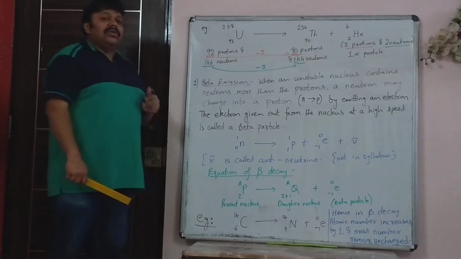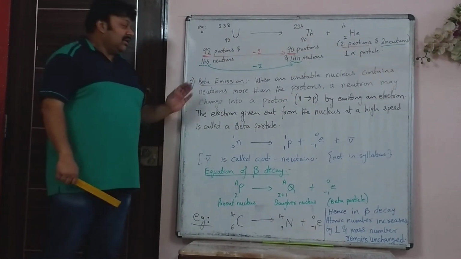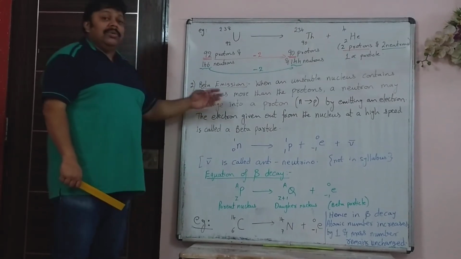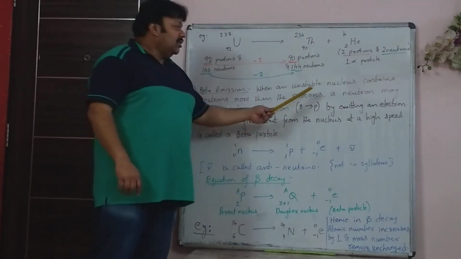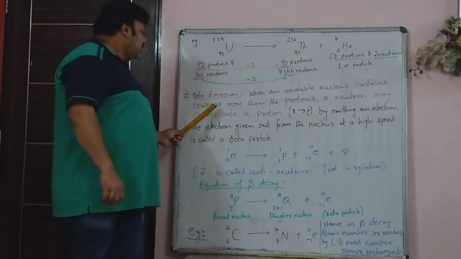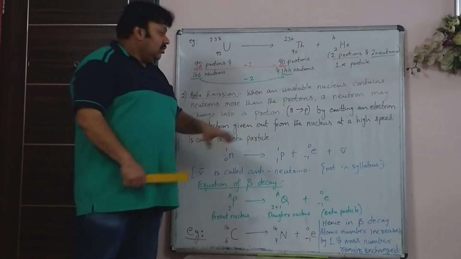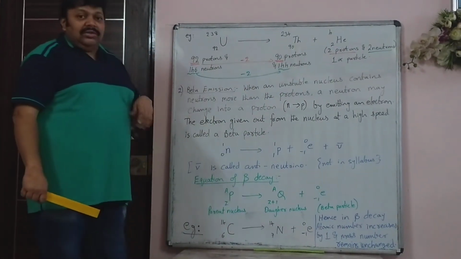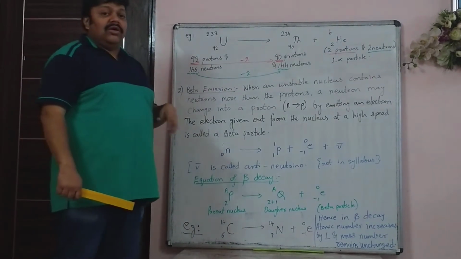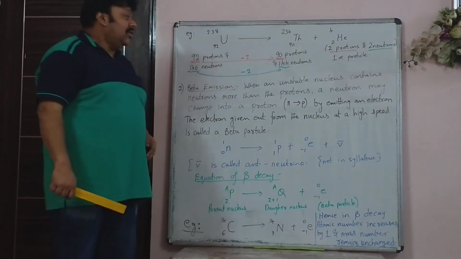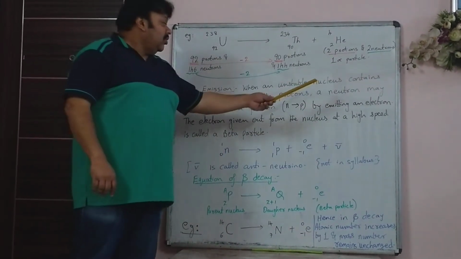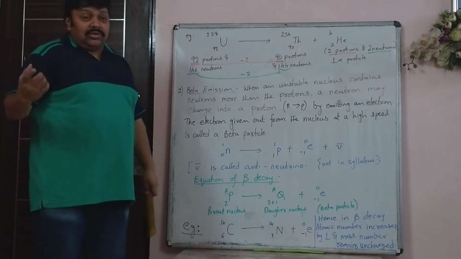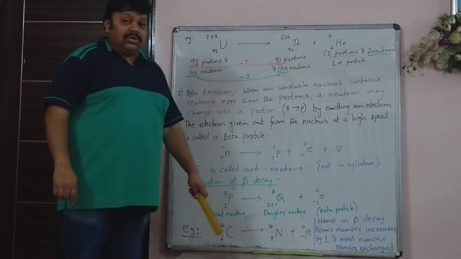Now let's go on to the second type of decay that happens, that is beta emission or beta decay. When an unstable nucleus contains neutrons more than protons, so this is the basic condition, that the unstable nucleus should have more neutrons than protons, a neutron may change into a proton. So now a neutron is becoming a proton.